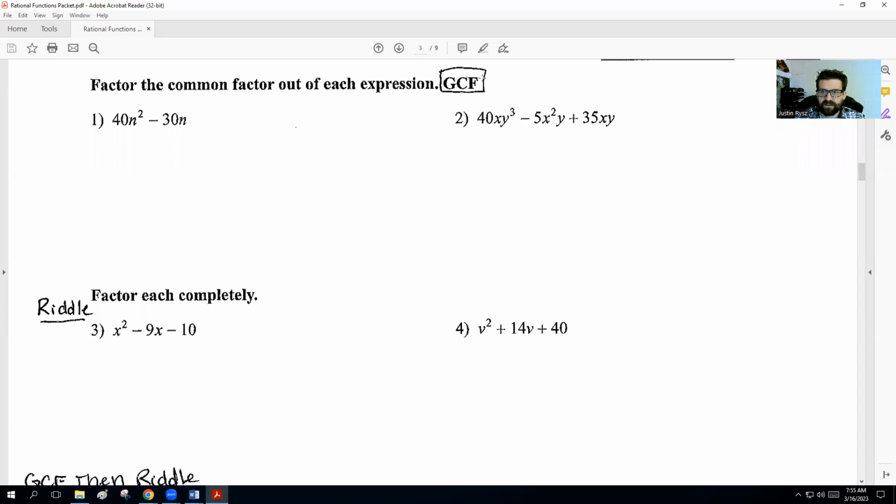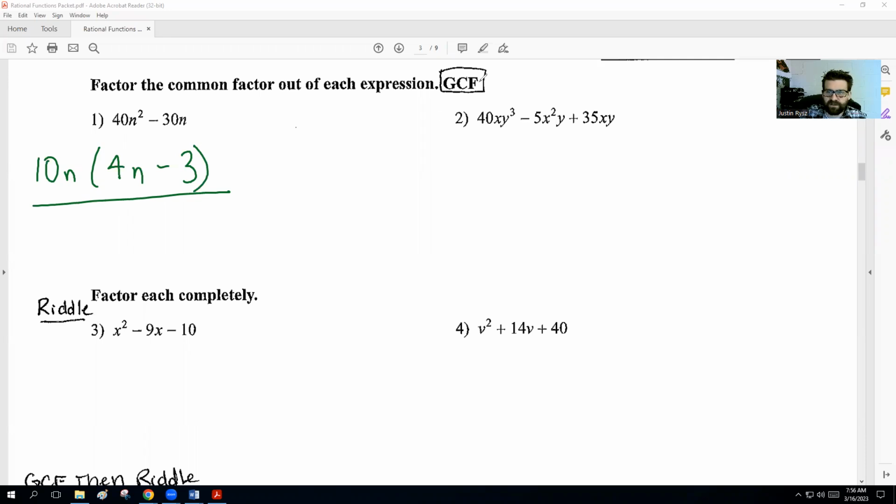All right, let's see if you got this correctly. So first one here is the GCF factor. What's the biggest number we can divide 40 and 30 both by? We can divide those both by 10, and they both have an n in common. So 40 divided by 10 is 4, n squared divided by n is n. 30 divided by 10 is 3. If we had an n divided by n, it goes away. So here's our answer: 10n times 4n minus 3.